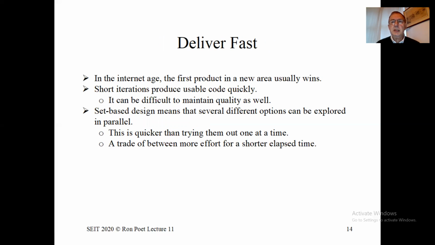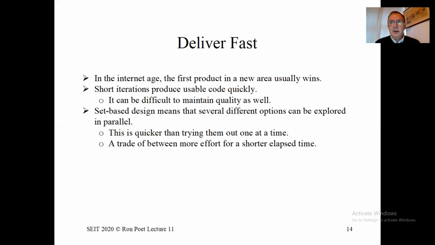Deliver fast. This is important in the internet age. Usually the first product in a new area will win and get the market share, even if it's not very good. So time to market is more important than quality of the product. But obviously, if two products both get to the market at the same time, then the best product should win, hopefully. So delivering fast, short iterations produce usable code quickly.